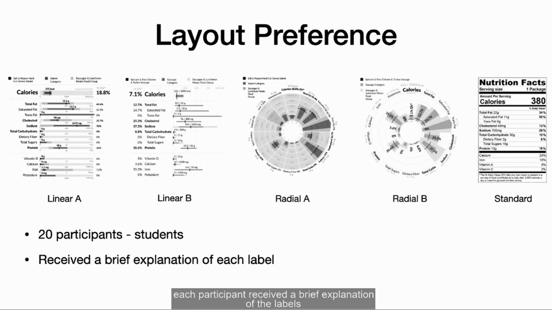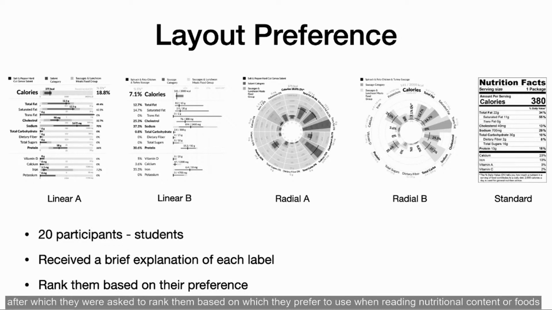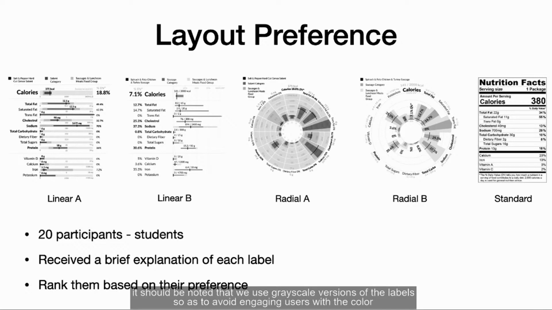Each participant received a brief explanation of the labels, after which they were asked to rank them based on which they prefer to use when reading nutritional content or foods. It should be noted that we used grayscale versions of the labels so as to avoid engaging users with the color.